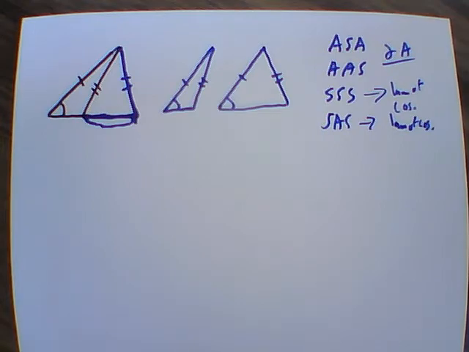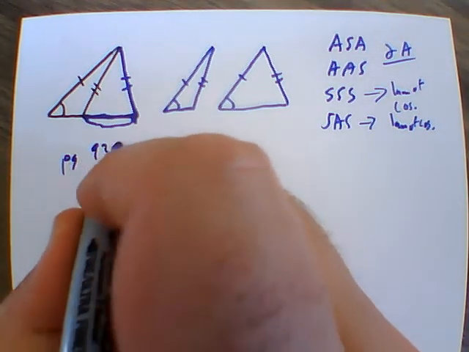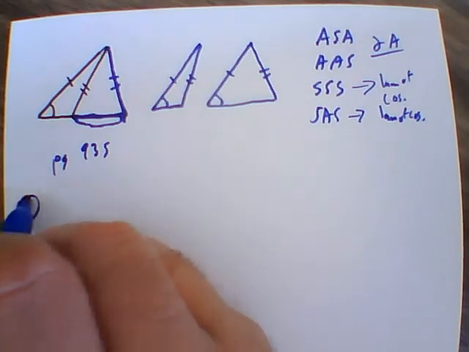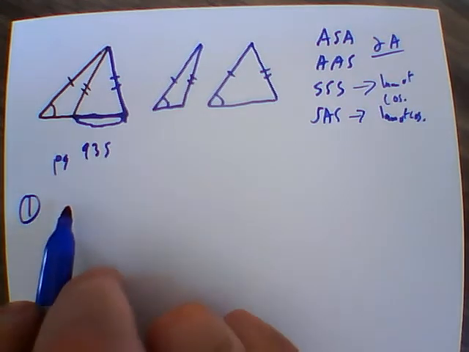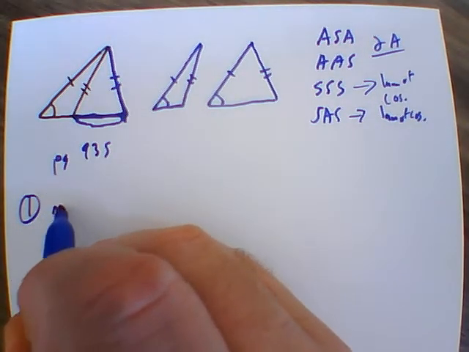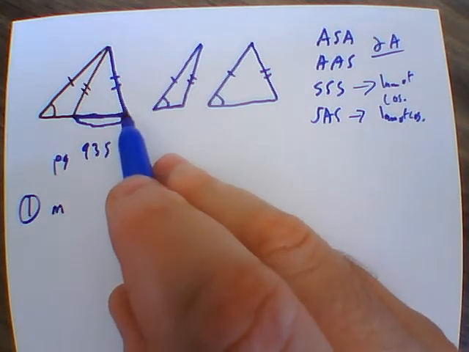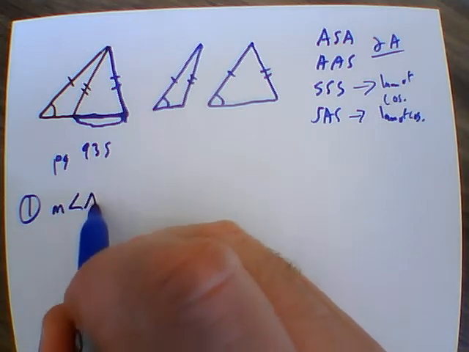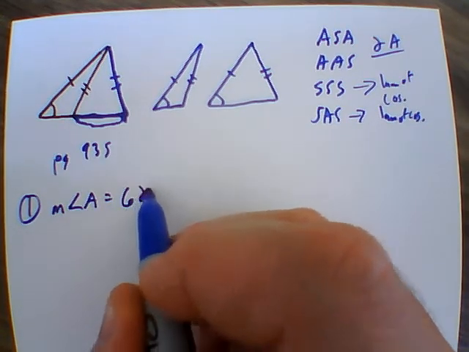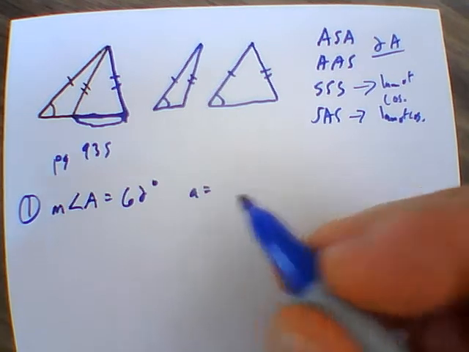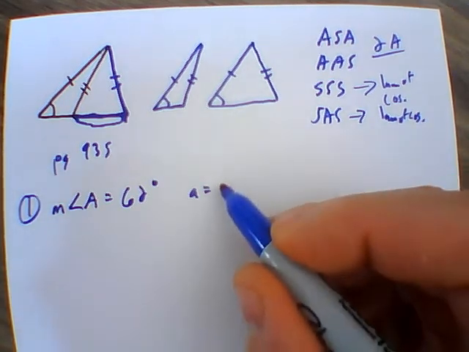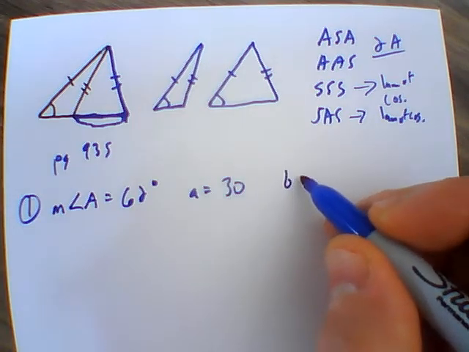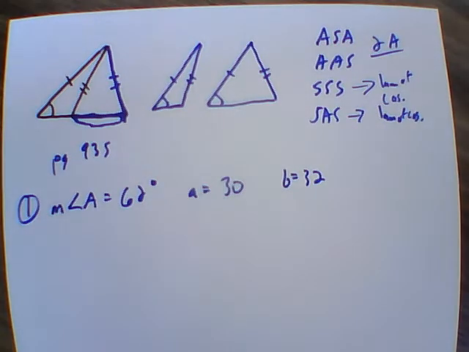Well, I'm looking on page 935 right now. So what we're going to do is look at problem set number 1. Number 1 here gives us a description. Now granted, we do not have a visual triangle drawn for us. So when we have a description, we always have to be careful of what we can consider is actually happening. They tell us that we have the measure of angle A equals 62 degrees. A is 30 in length. B is 32 in length.